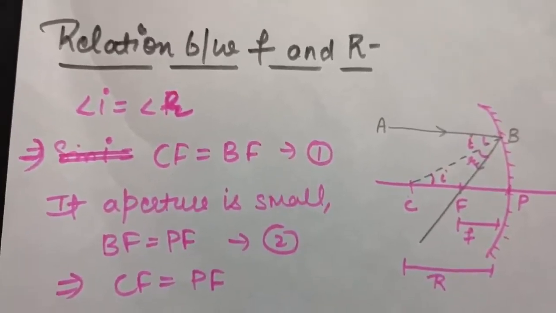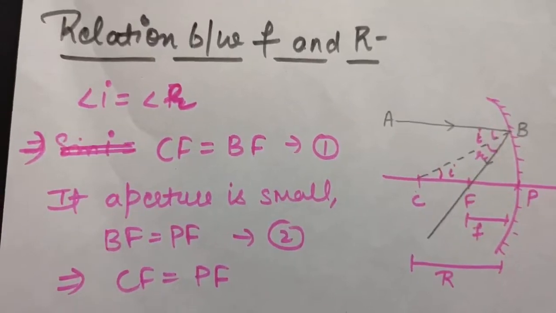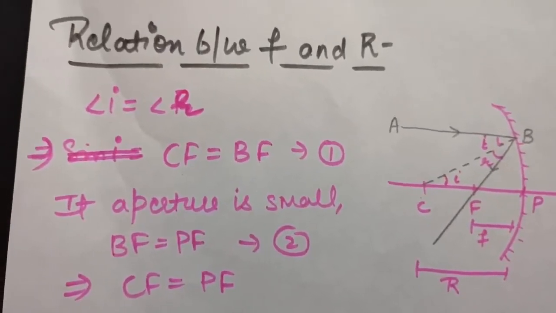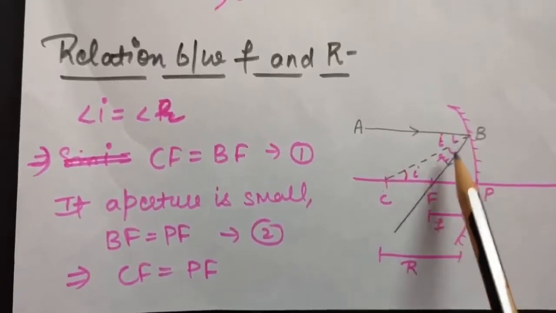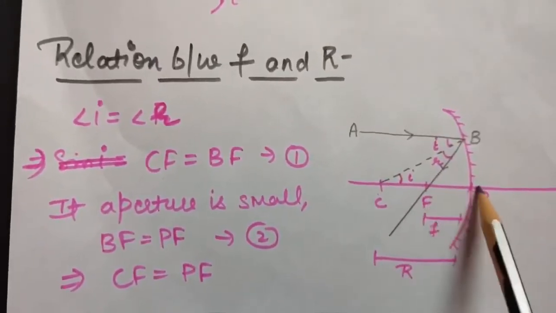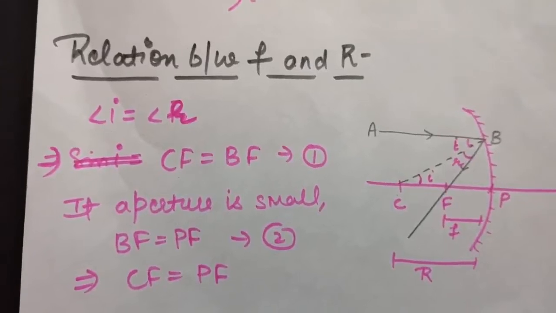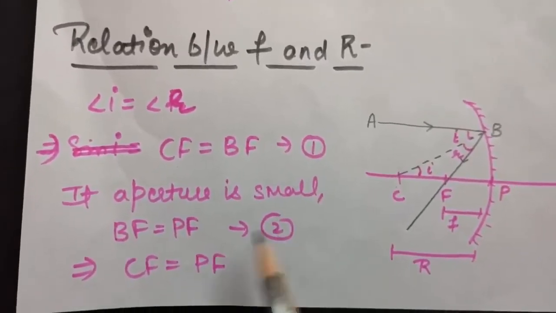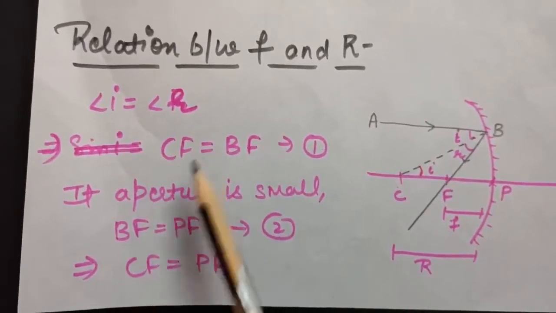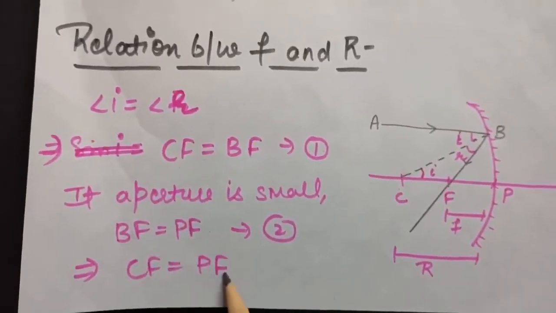Okay. Now in the last lecture I told you about aperture. If we assume that aperture is very small, that means BF will be equal to PF because we are assuming aperture to be very small. So mark it second equation. Now from first and second equation you can conclude CF is equal to PF, right?